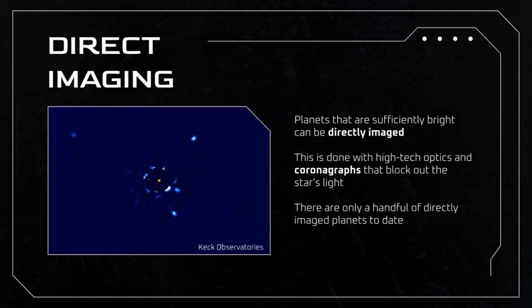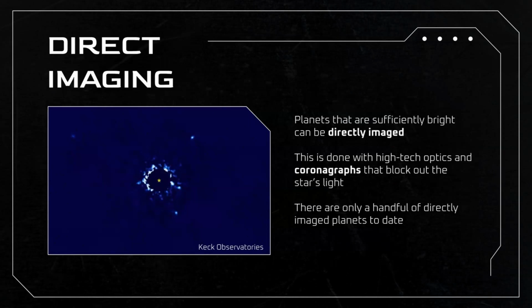Let's move on. There's also direct imaging. This is one of the direct methods to detect exoplanets. The last two, the most common, were indirect methods. Planets that are sufficiently bright can be directly imaged, so we can actually see them in pictures that we take. This is done with very high-tech optics, like Josh was saying, he works with extreme adaptive optics, stuff like that, coronagraphs to block out a star's light.